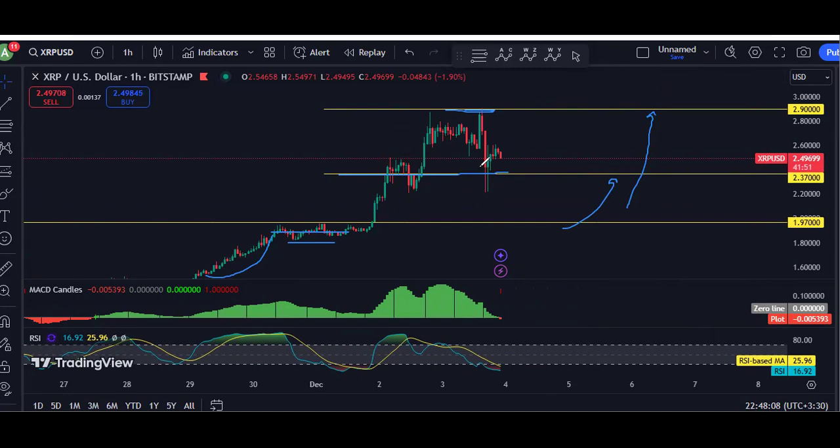This is the reason why, after the breakout of 1.97, when the price was somewhere around 50 to 60 cents, I kept talking about 1.97, 2.37, followed by 2.9. This is what we can see here. Then after the breakout of 2.9, we are looking for the all-time high. Right now we're looking at this.